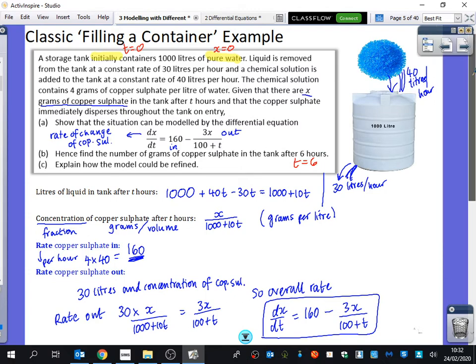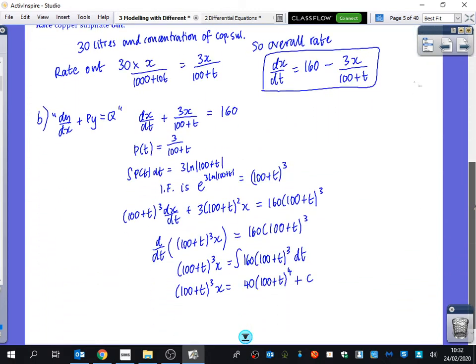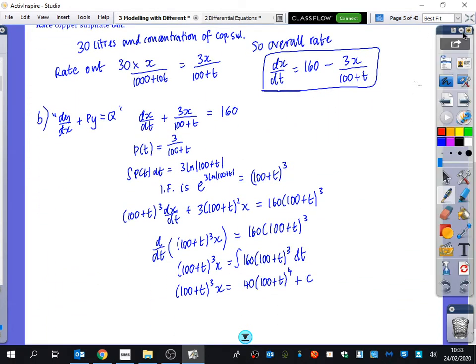And can you say that dx/dt is 160 at the beginning? Yeah, but we actually only need that for second order differential equations. Oh, okay. We only need that for second order differential equations, yeah?